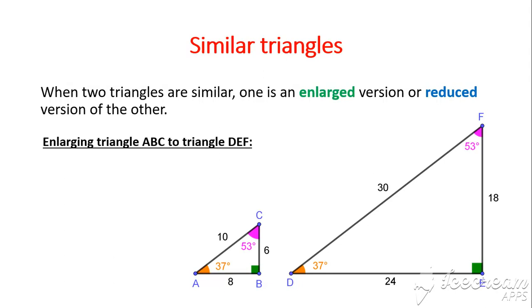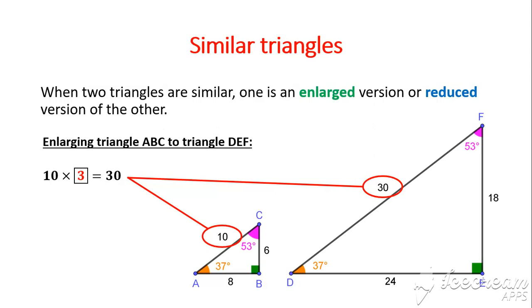All right, so let's have a look at these two triangles below. Triangle ABC and triangle DEF. Now, triangle DEF is an enlarged version of triangle ABC. So if we wanted to enlarge triangle ABC to get triangle DEF, notice the first thing, the hypotenuse, or this long diagonal side on the ABC triangle is 10, but it's now increased to 30 on triangle DEF, on the enlarged triangle, and 10 times 3 gives 30.